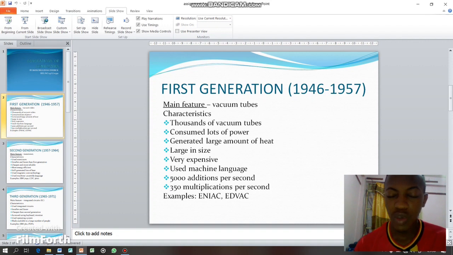Now we go straight to our first generation, which was from 1946 up to 1957, and the main feature was the vacuum tubes. If you had to explain vacuum tubes in simple terms, they are the electronic components used in early computers and electronic devices.